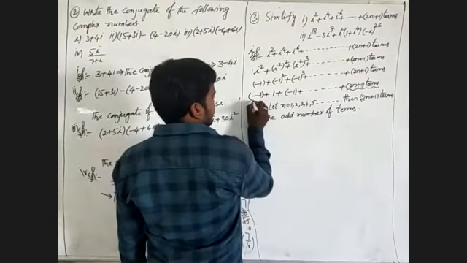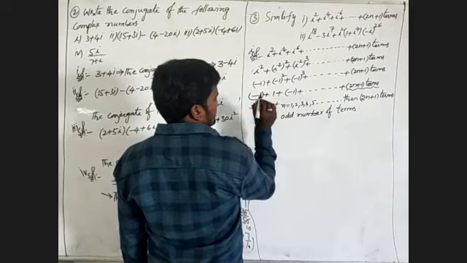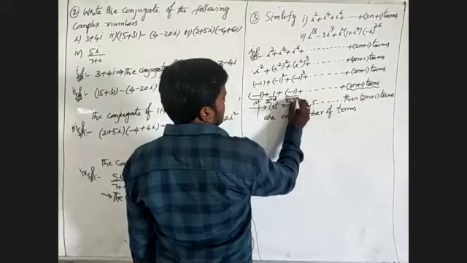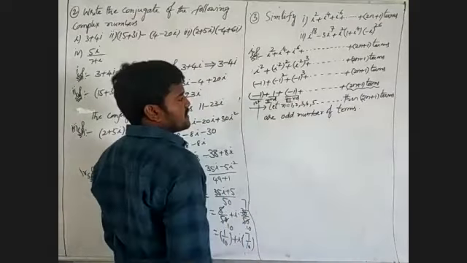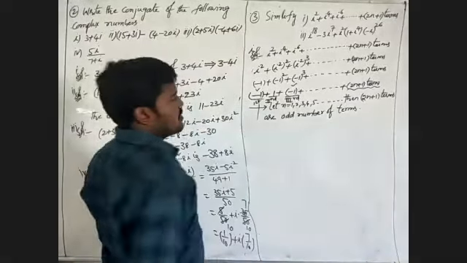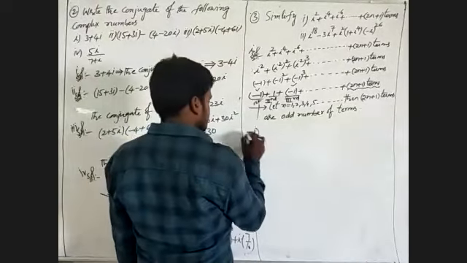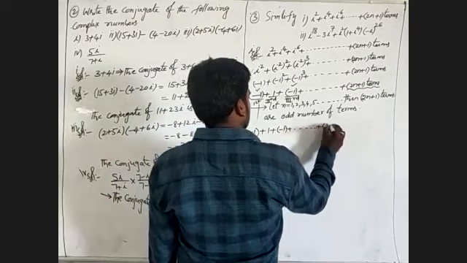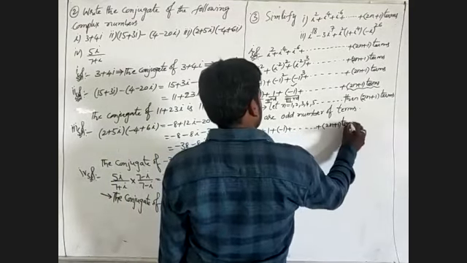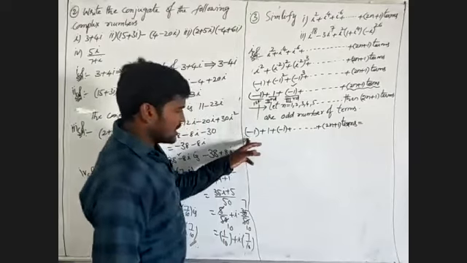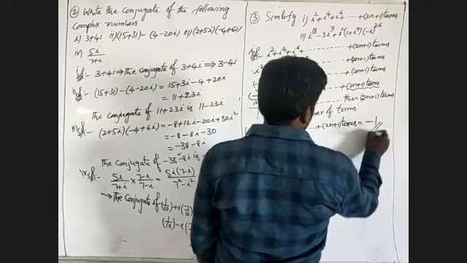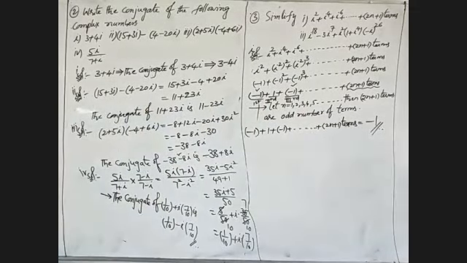Here this is the first term, this is the second term, and this is the third term. The first term is minus 1 and the third term is also minus 1. So finally we write minus 1 plus 1 plus minus 1 and so on, plus 2n plus 1 terms. Here the odd terms are minus 1, which means the final value will be minus 1.